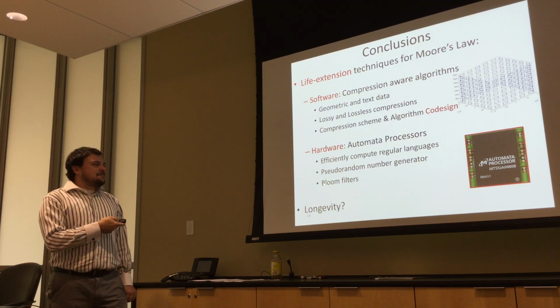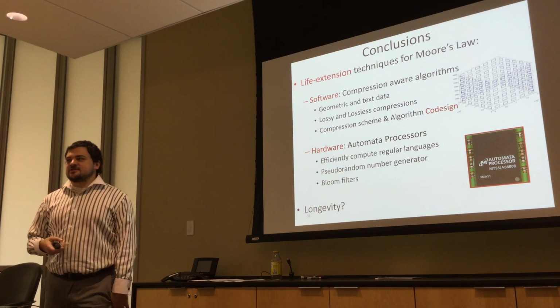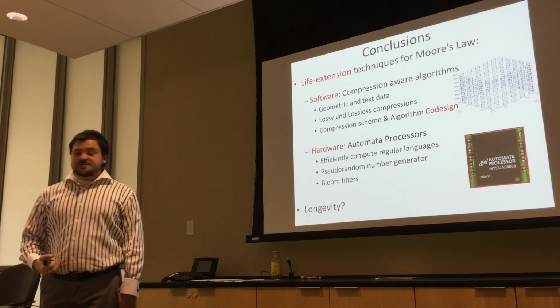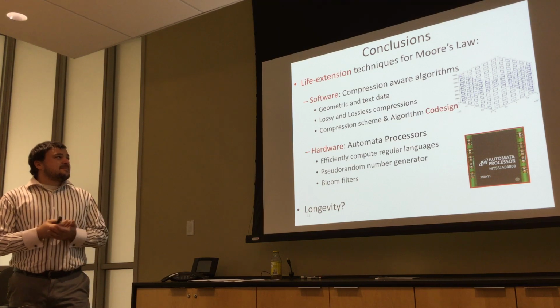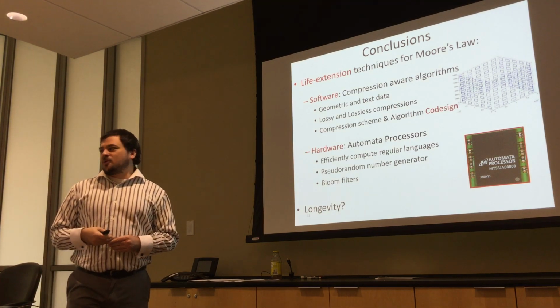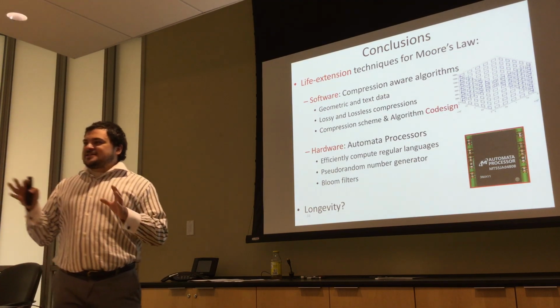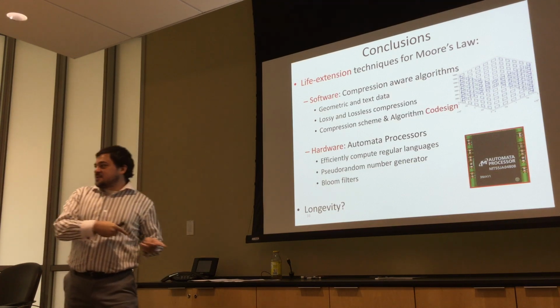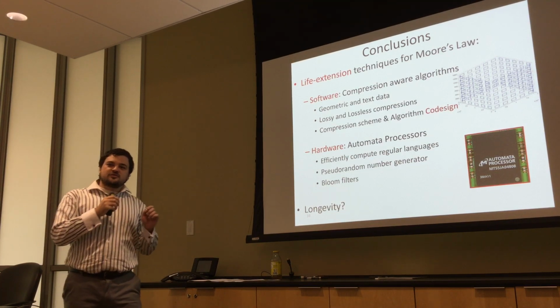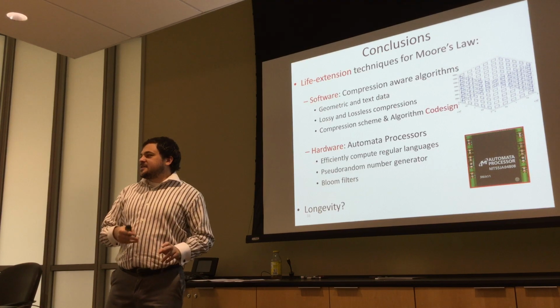And finally, we gave an application for that pseudorandom number generator result being automata-based Bloom filters. So since these are meant as life extension strategies for Moore's law, we now have to ask, what is the longevity of these strategies? When are we going to hit some sort of brick wall for these?